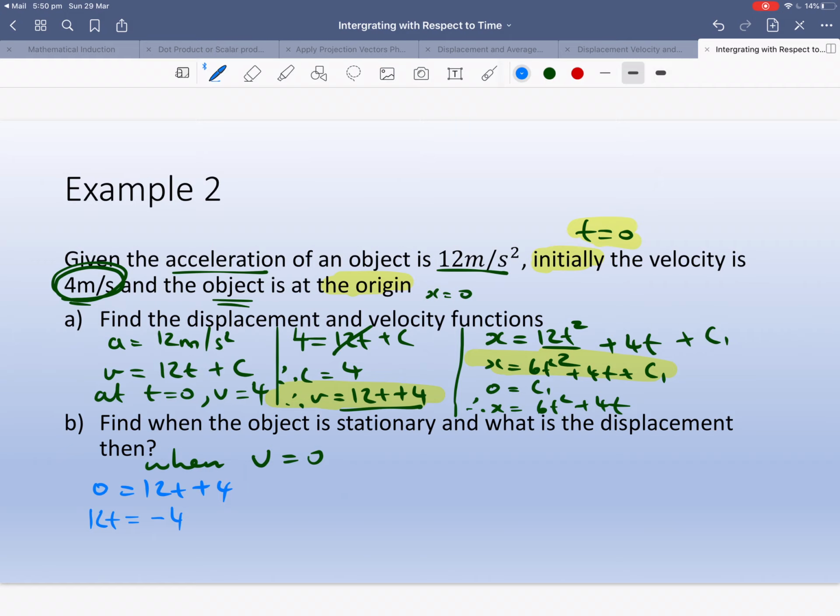We can have negative displacement, we can have negative acceleration, we can have negative velocity, but we cannot have negative time. Nothing exists before the world began. So nothing exists before t equals 0. But the point remains, when v equals 0, we'll find when an object is stationary. And then when we find that time, we substitute that into our displacement formula.